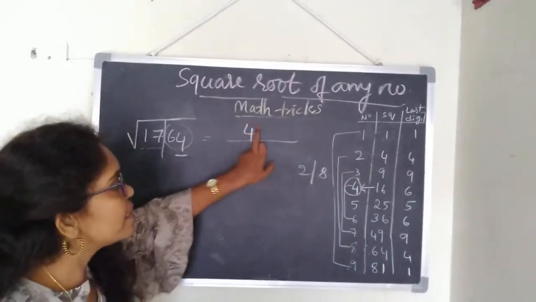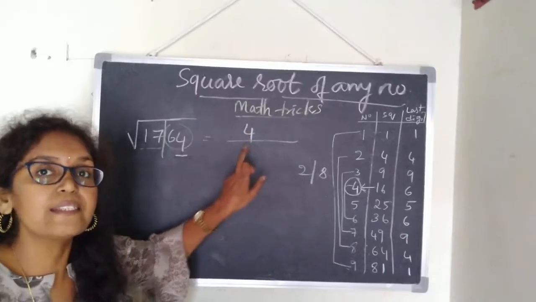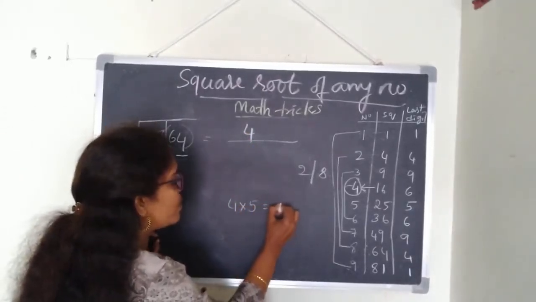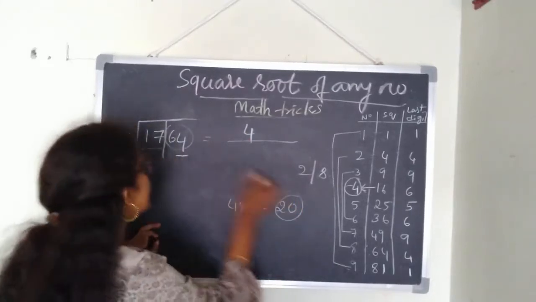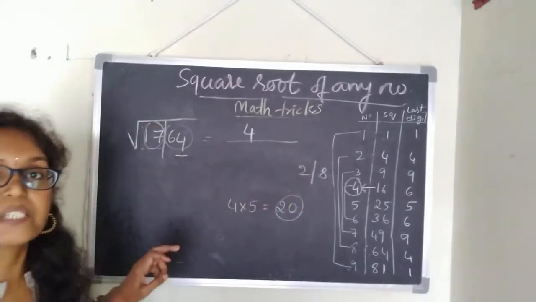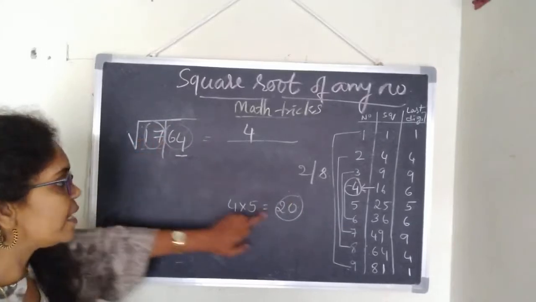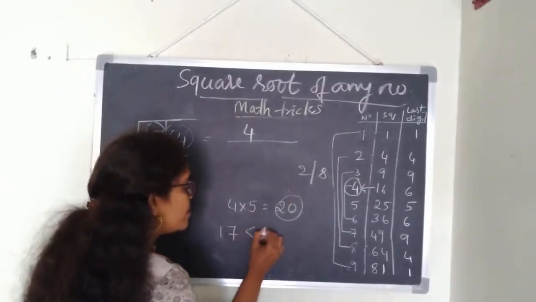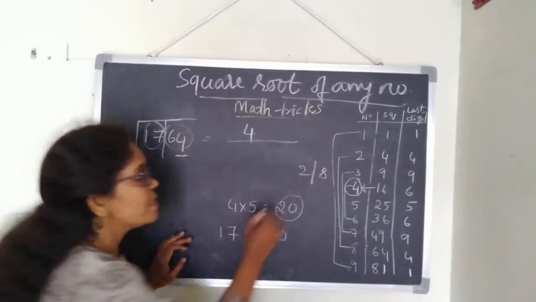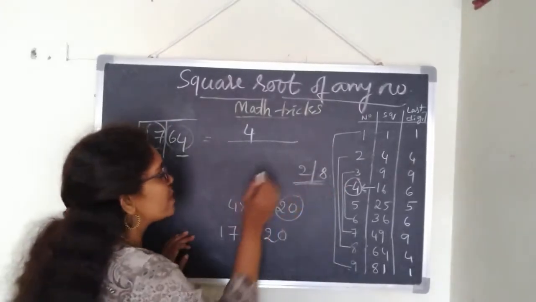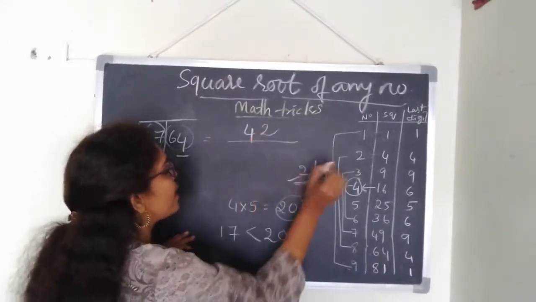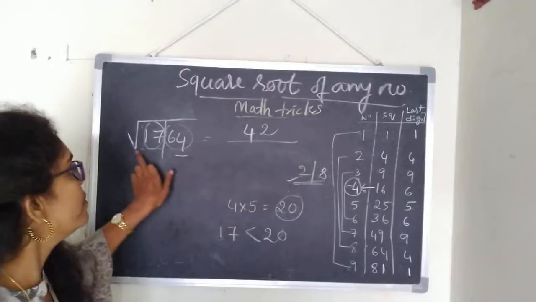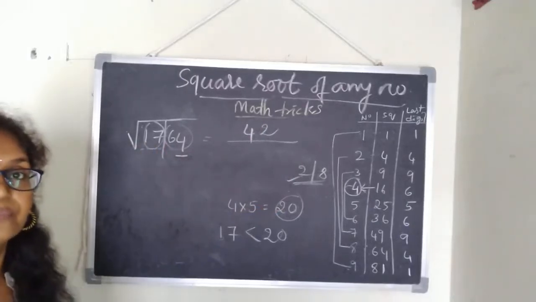And then we should multiply this number with the next number. So 4 into the next number, 5. 4 5s are 20. Now compare this number and the question number. So it is 17 and 20. 17 is less than 20. In these two numbers, which is the smaller one? 17 is the smaller. Therefore, our value is 2. So 42 is the square root of 1764.